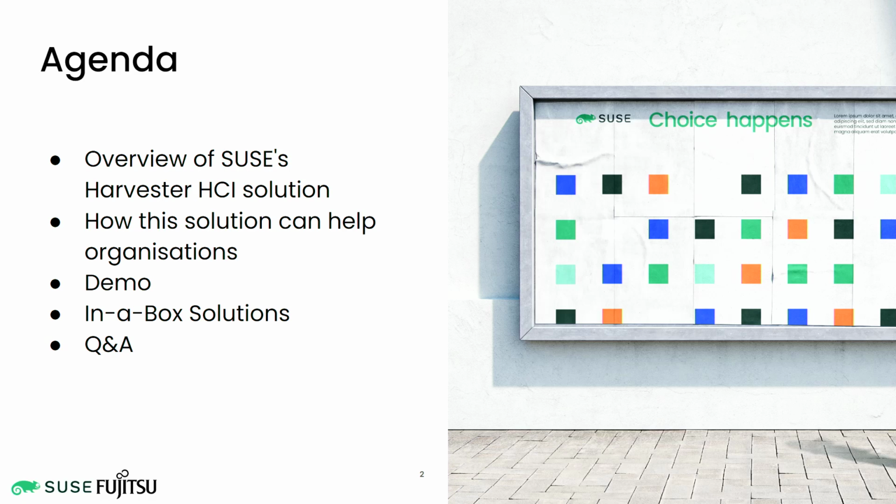We are going to do the demos. Like I said, we're going to demonstrate some interesting things in Harvester, two separate Harvesters, for a reason I'll explain when we get there. And then we're going to talk a little bit about solutions that are available from Fujitsu where you can get Harvester really easily. And then we'll do a little bit of Q&A at the end.